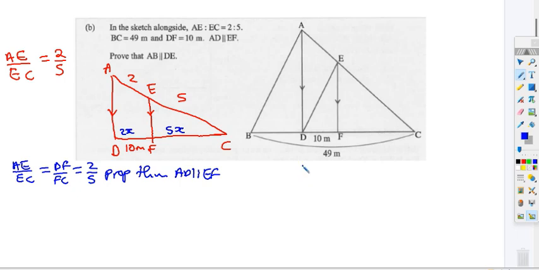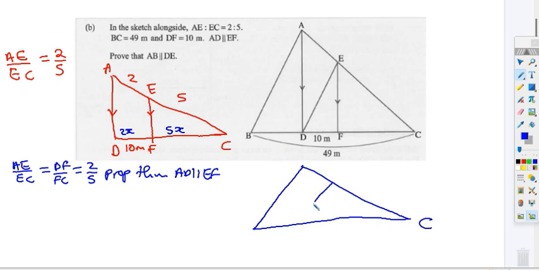The second triangle is something like this, and then we have our C here, we have our E, and then this is D, B, and this is A, this is E. And we are required to prove that AB here is parallel to DE. Now, for us to be able to prove that, we need the ratio for this side. We already have this ratio. This is 2 to 5 there.